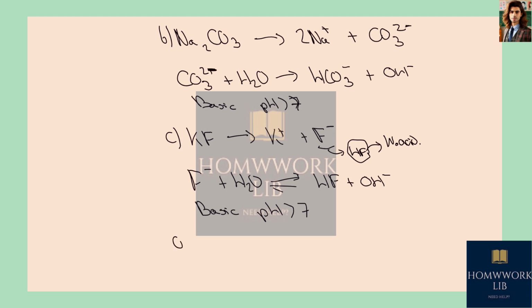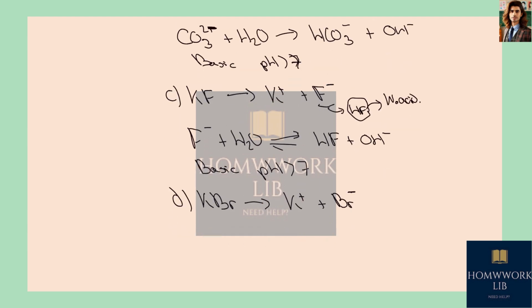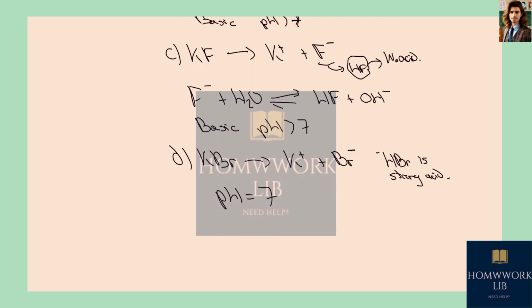Next up, we're going to have potassium bromide. In this case, K+ and Br− are going to be produced. And since HBr is a strong acid, Br− is not going to be able to act as a weak base in solution. So the pH for this one is going to be equal to 7. There's no further reactions to occur.